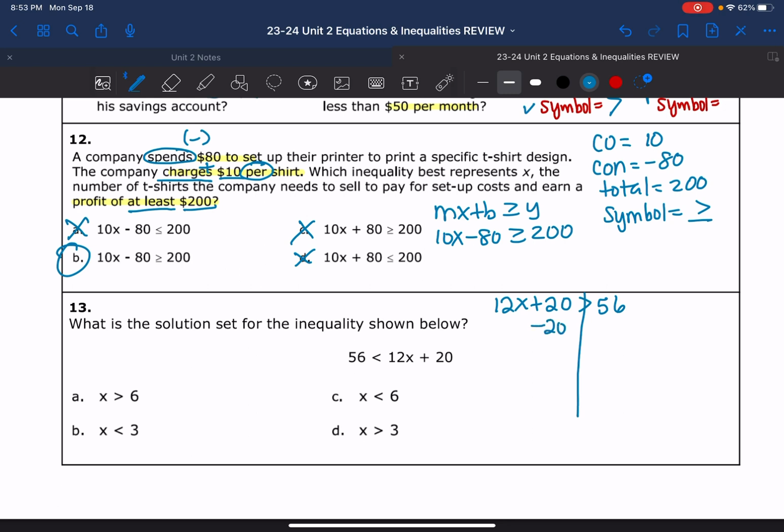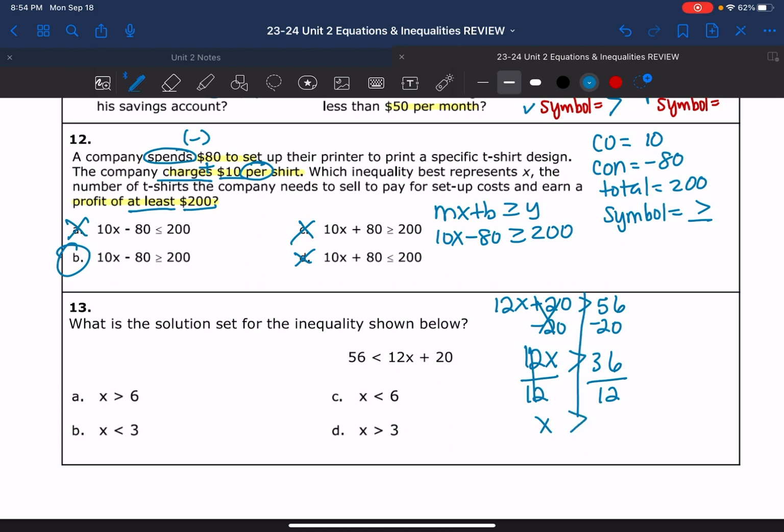So minus 20 minus 20, that becomes a 0 pair. 12x is greater than, and here I'm going to have 6.5 minus 2 is 3, so that is 36. Okay? And if this becomes a 1.